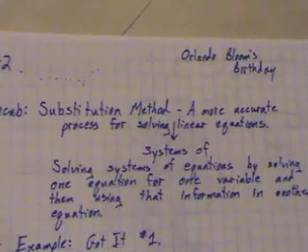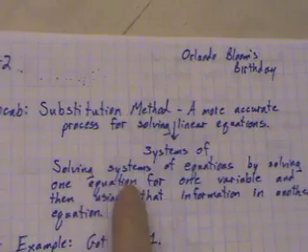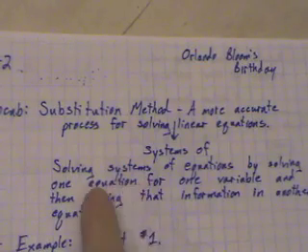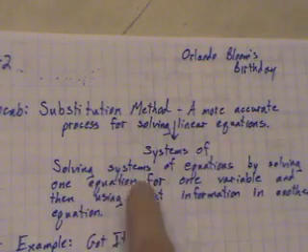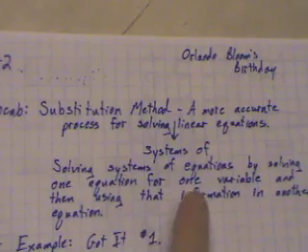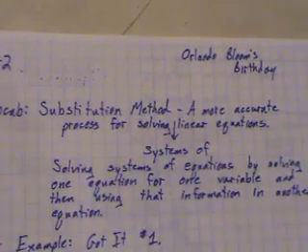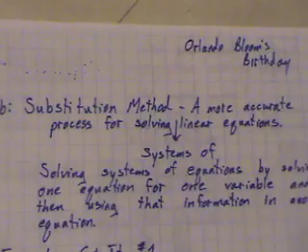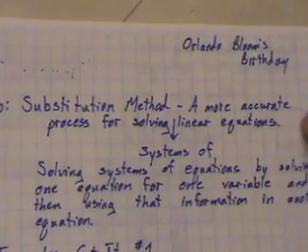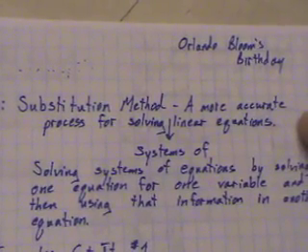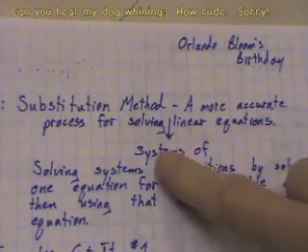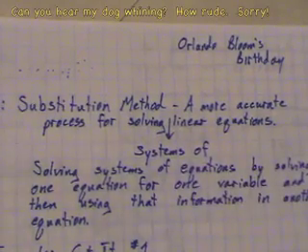Let's start with getting the vocabulary written down. Substitution method, the most useful definition is right here: solving systems of equations by solving one equation for one variable and then using that information in another equation. I also made the note up here, substitution method is a more accurate process for solving systems of linear equations.